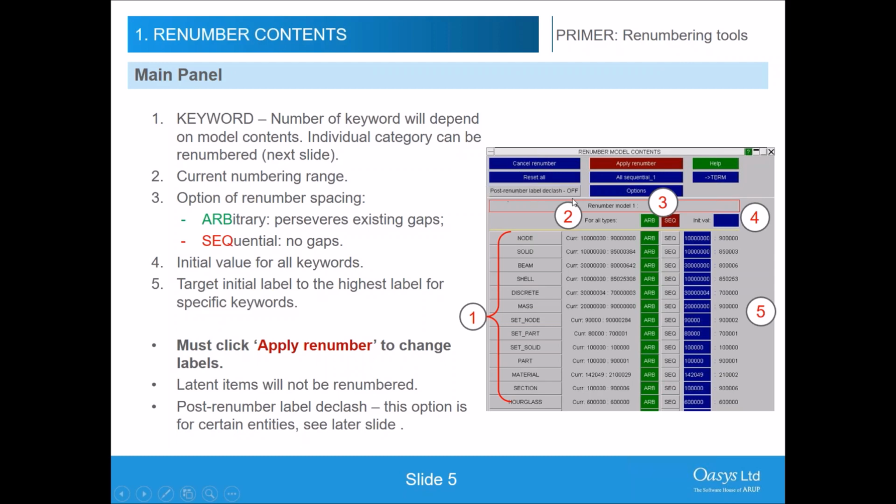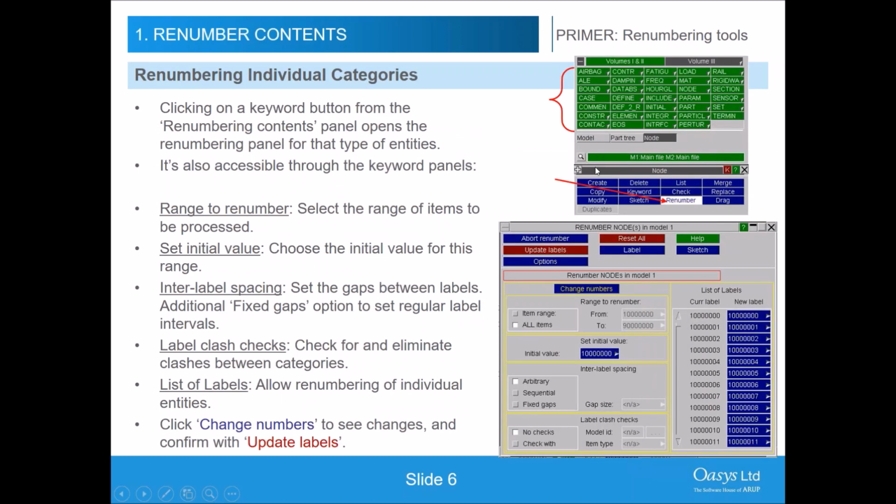And we also have a button for post renumber label declash there. At the moment it is set to off. I'll discuss this later on. As I already mentioned before, it is for certain processors where you can't have the same labels, for example, between solid elements and beam elements, so they have to be separate. So that option allows you to offset those labels for different types of keywords. And if you click on those individual buttons, you can actually dive in a little bit more detail for that specific type. So here you've got the renumber nodes panel up here.